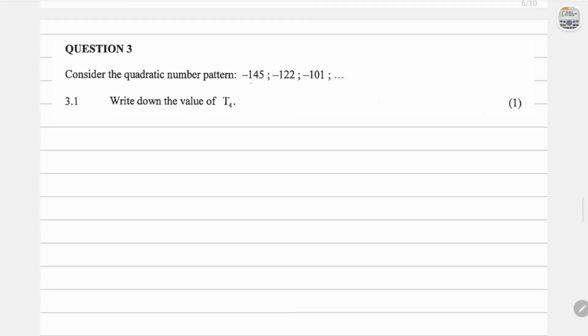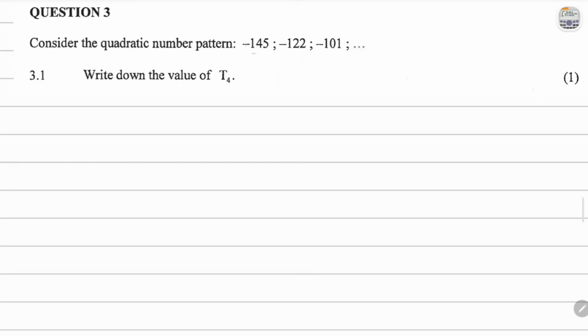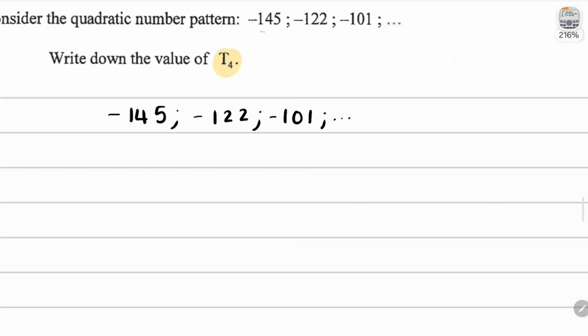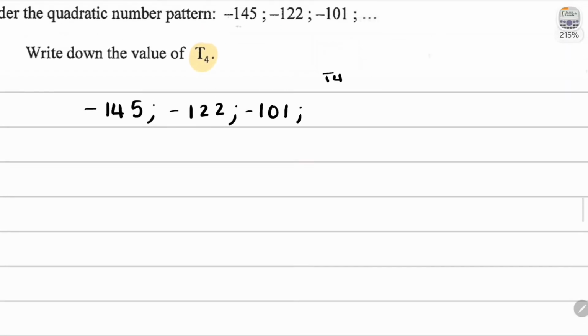Question 3 says, consider the quadratic number pattern, and we have negative values. The first question asks us to write down the value of term 4. This is only for 1 mark, so you do not have to find the general formula for this pattern. Let's rewrite the pattern first, and to get to the fourth term, T4, we can simply find the differences first.